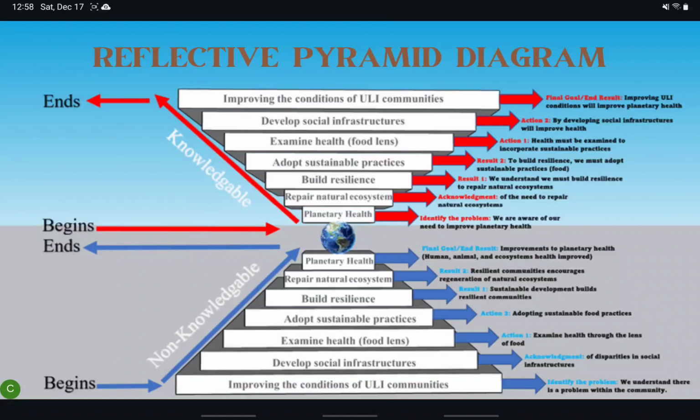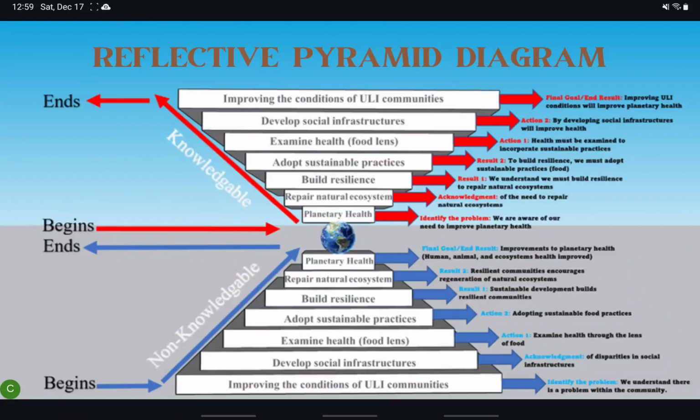The reflected pyramid above represents approaching planetary health from a knowledgeable perspective. In this approach, we begin with understanding planetary health and have identified a problem with achieving it. So, we acknowledge that the natural environment must be regenerated to achieve planetary health. The results of this acknowledgement bring us to the question of how we regenerate natural ecosystems. To restore ecosystems, we need to build resilient communities.